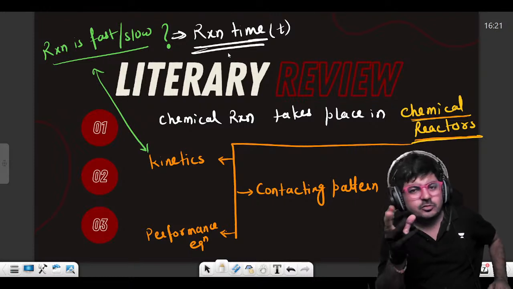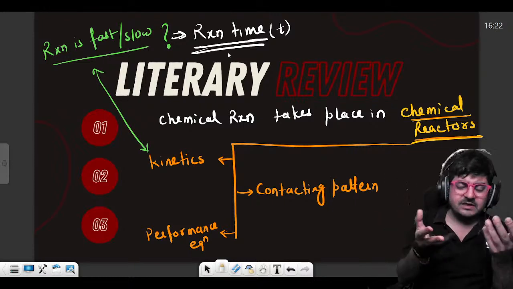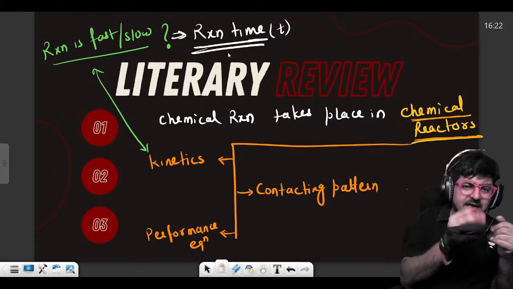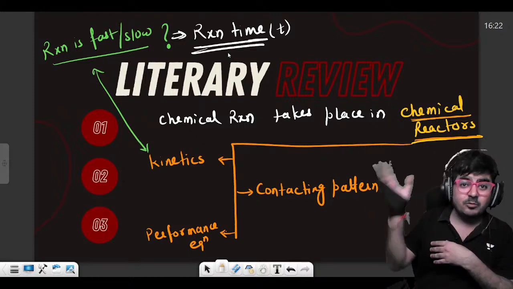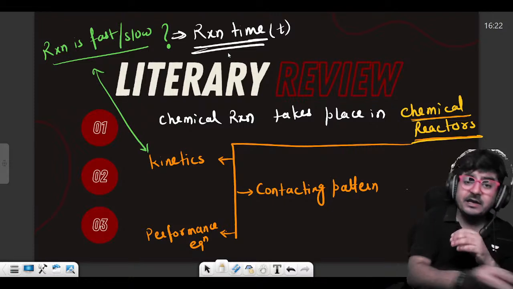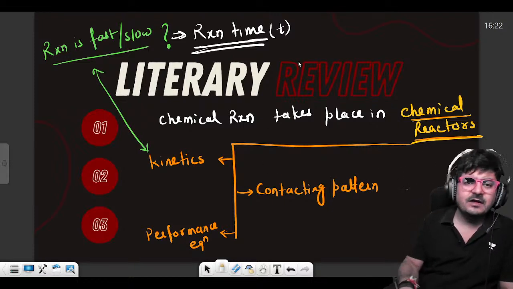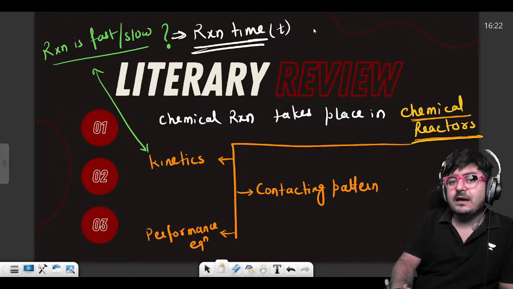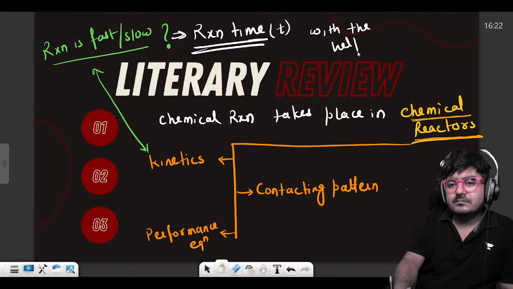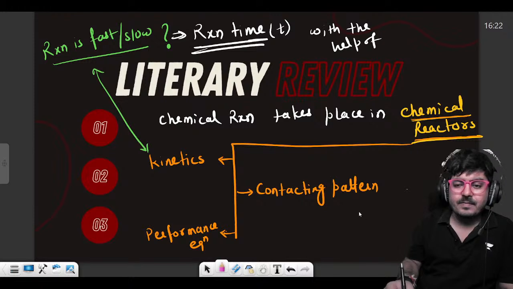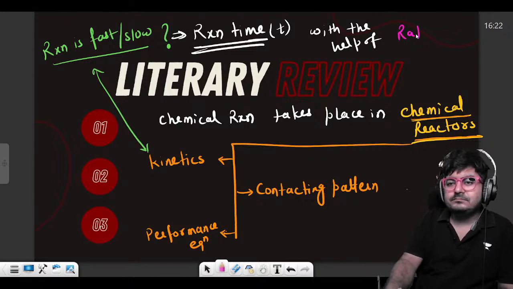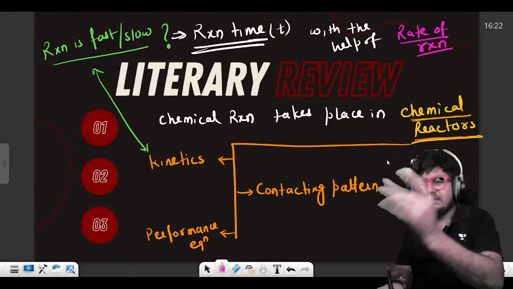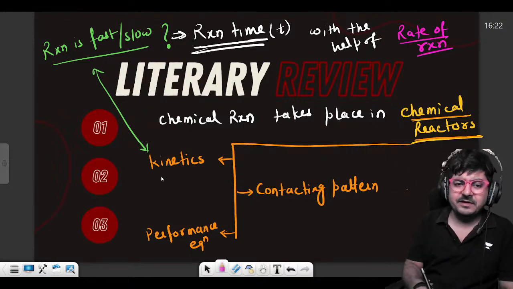If the reaction is fast, the reaction time will be less, or basically if the reaction is taking place in less time, that is a fast reaction. If it takes place in a larger time, that is a relatively slow reaction. And this is a relative term, you know that. Okay. Now how do we find the reaction time? We determine reaction time with the help of the rate of reaction.